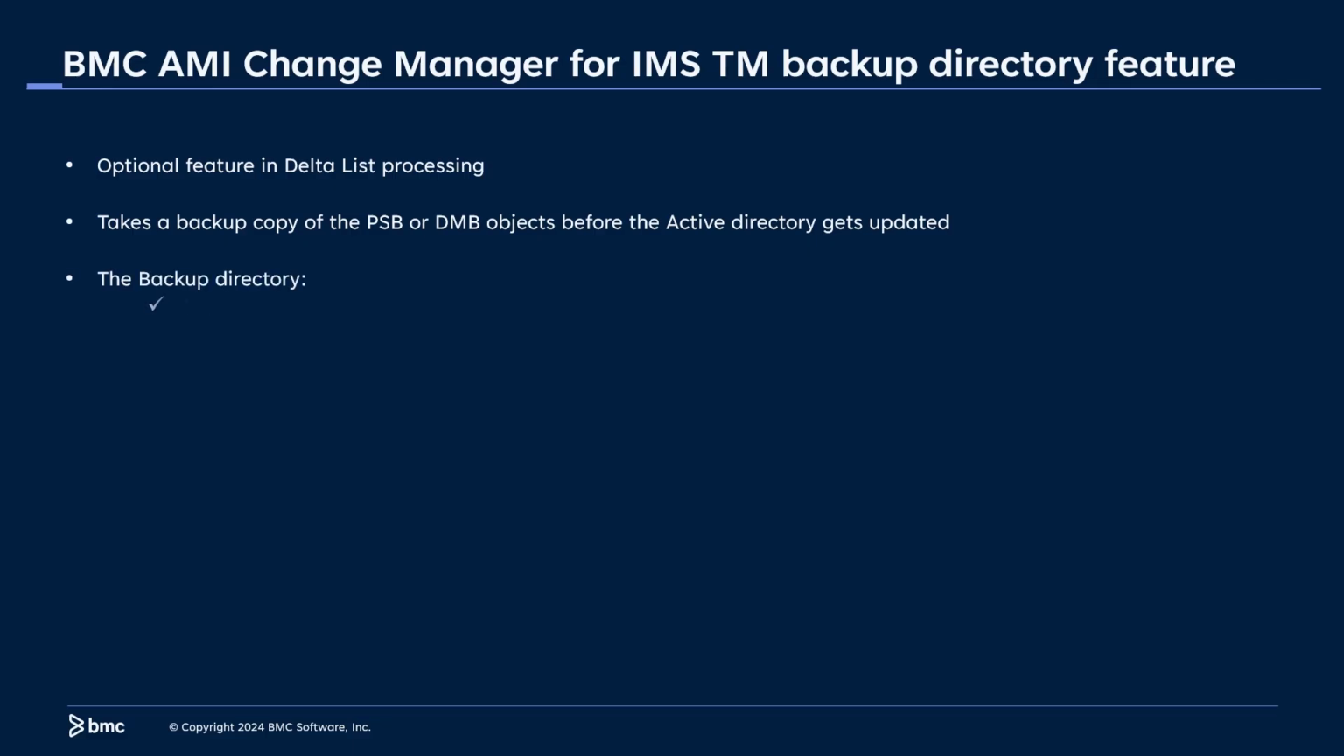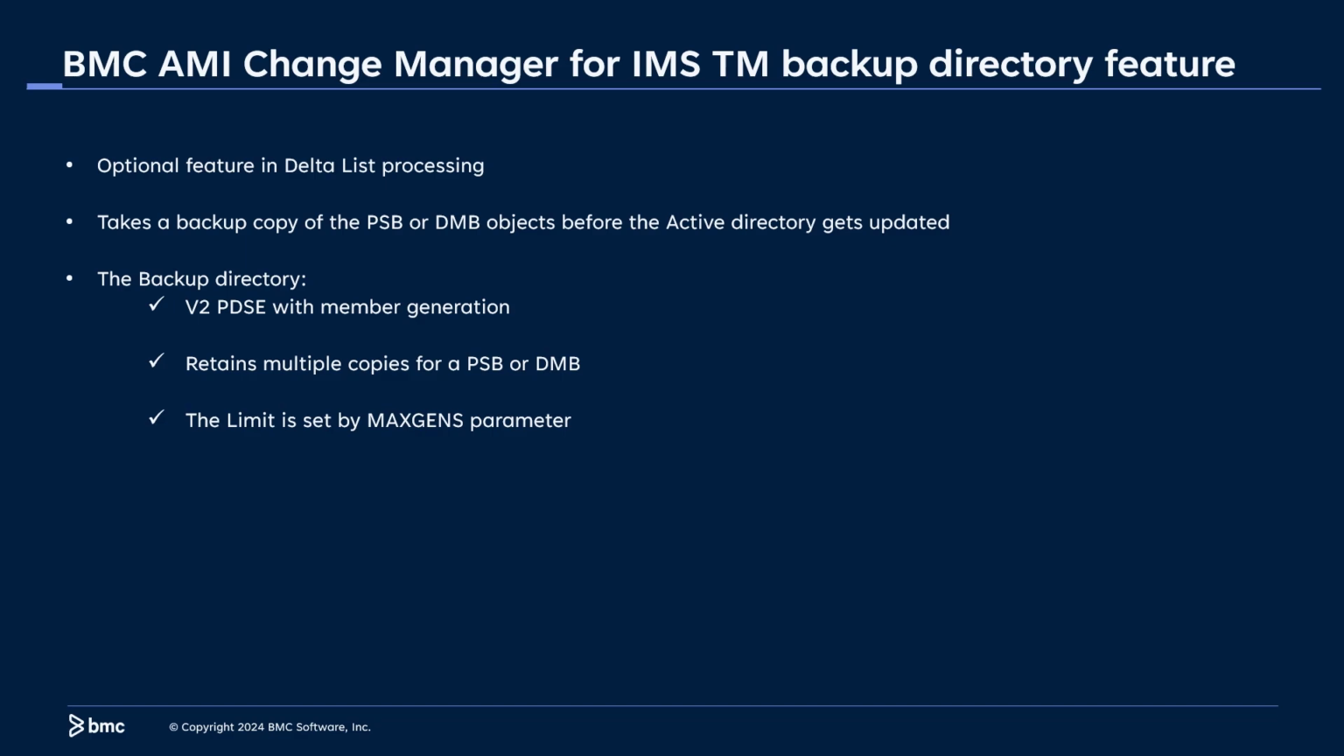The backup directory, defined as a version 2 PDSE, uses a feature called member generation, which allows it to retain multiple versions of a PSB or DMB object, up to a specified limit set by the maxgens parameter. Once this limit is reached, older versions are permanently deleted.